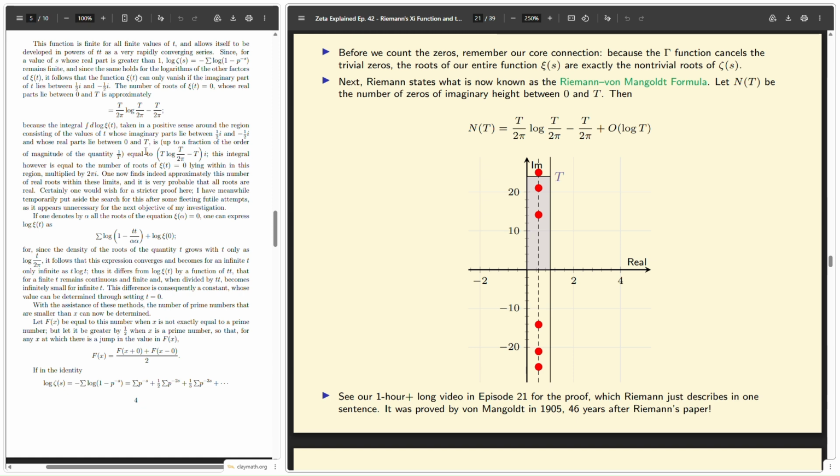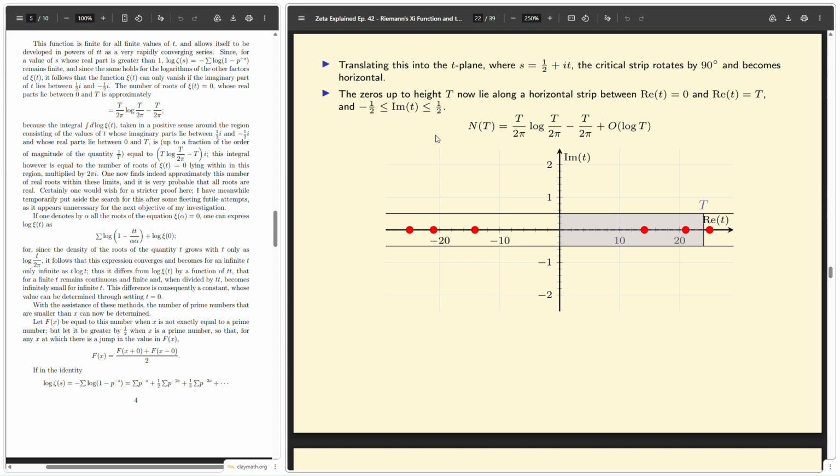So this is kind of a deep result, but I think Riemann was also known as a master of doing integration, especially contour integrals. If you want to see an actual proof of this, we covered it in episode 21. Episode 21 was just proving this one equation, but it was an hour and 10 minutes long. That shows how deep of a result this is. But Riemann just casually states it in one sentence, giving you some instructions on how to prove it, but it's actually quite hard to prove.